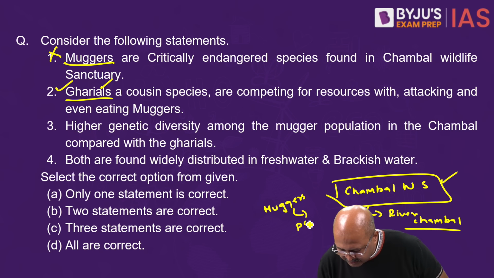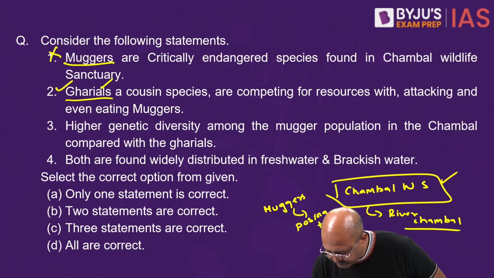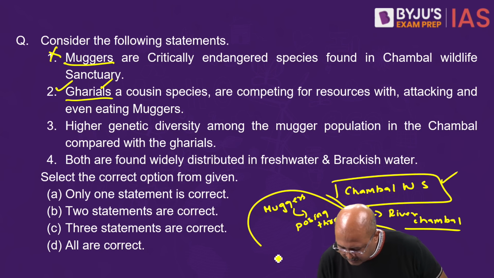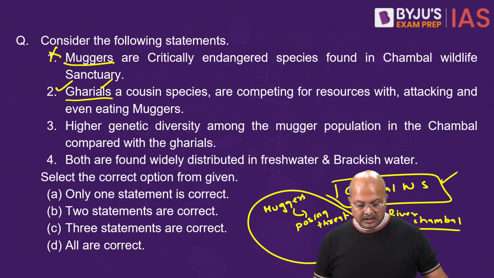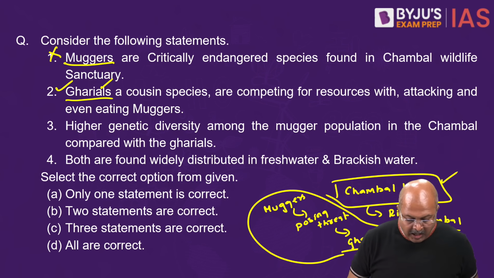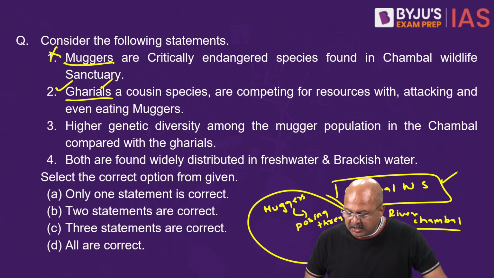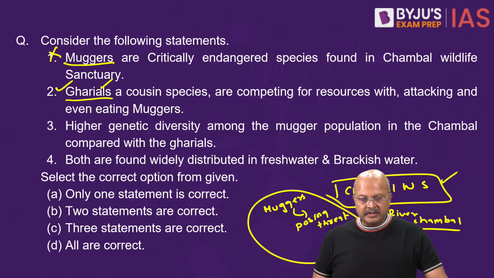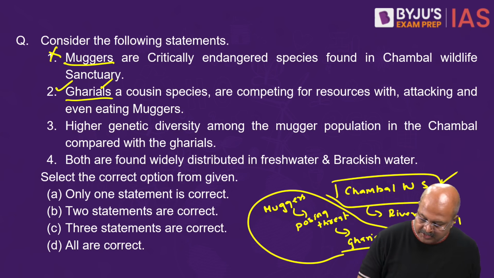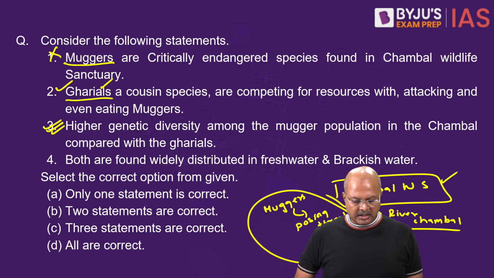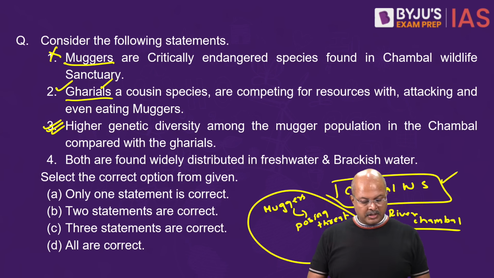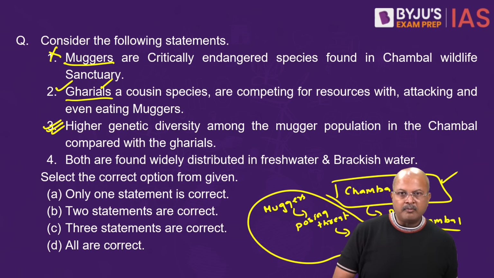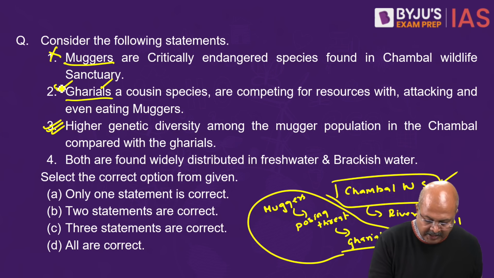Muggers are posing a threat to Gharials. Please remember this. Then, high genetic diversity among the mugger population in the Chambal compared with that of Gharials. So we find the third statement is correct, because of a large amount of restoration and conservation, the population of these muggers has increased. Now, the second statement is wrong.